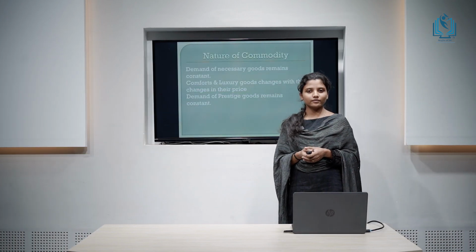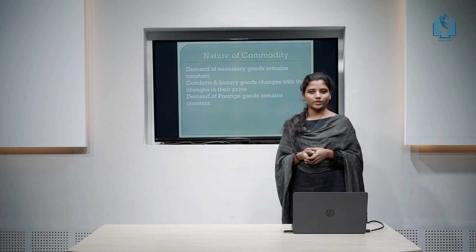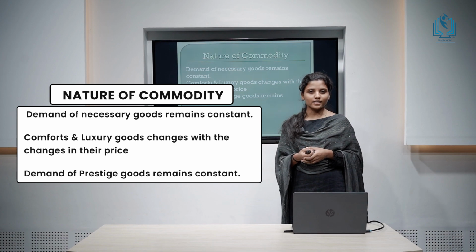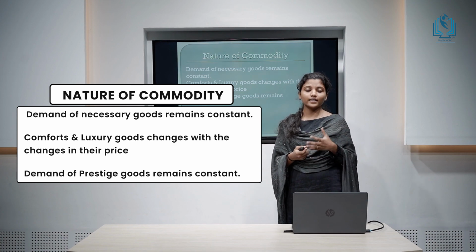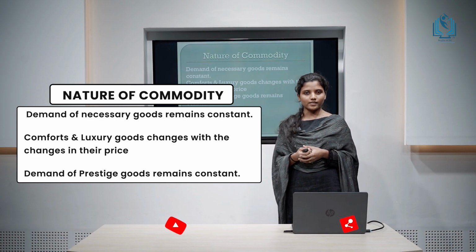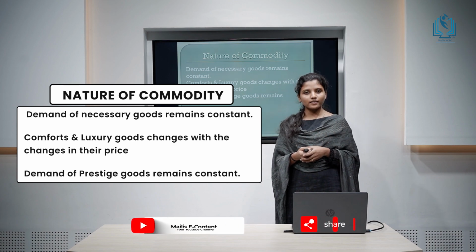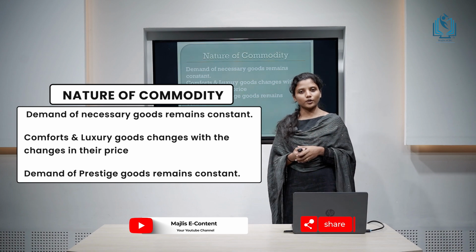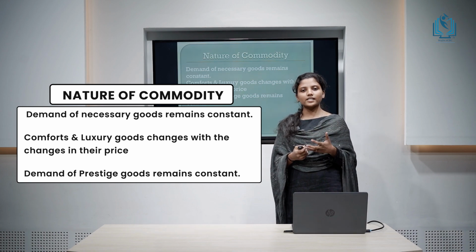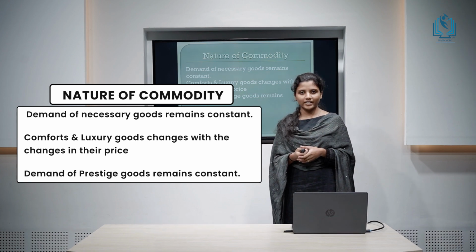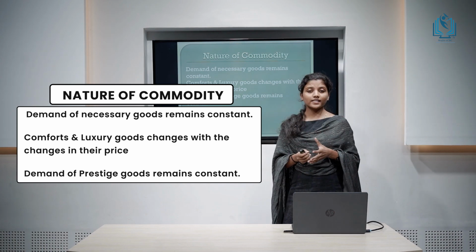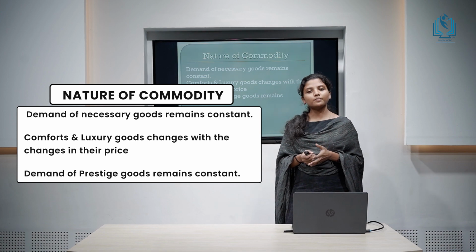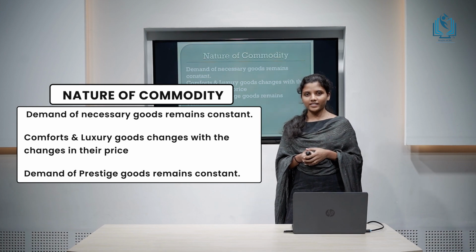In our daily life, we consume different varieties of goods. There may be food items that we consume on our daily basis. There may be medicines that we consume on a daily basis. All these kinds of products are important in our life. We can't survive without these products. So their demand always remains constant irrespective of the price changes. These types of goods come under the category of necessary goods.